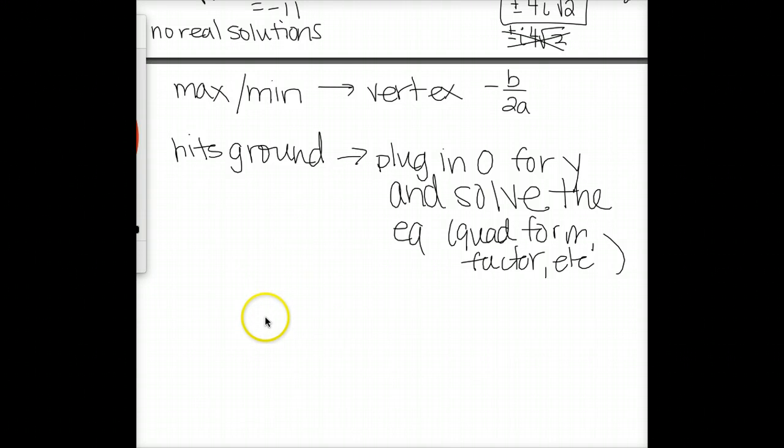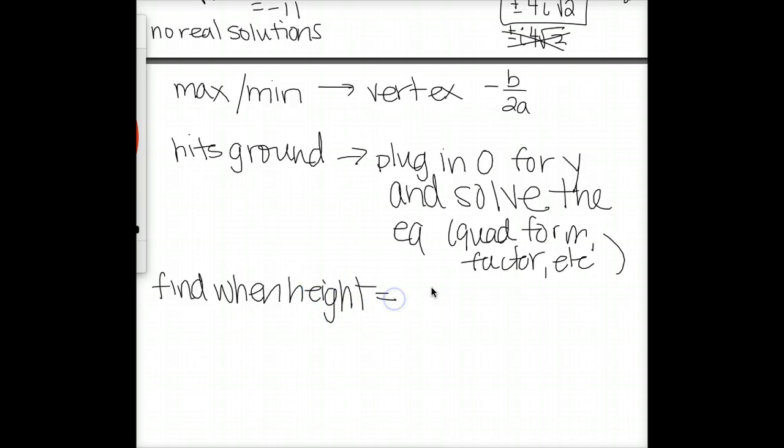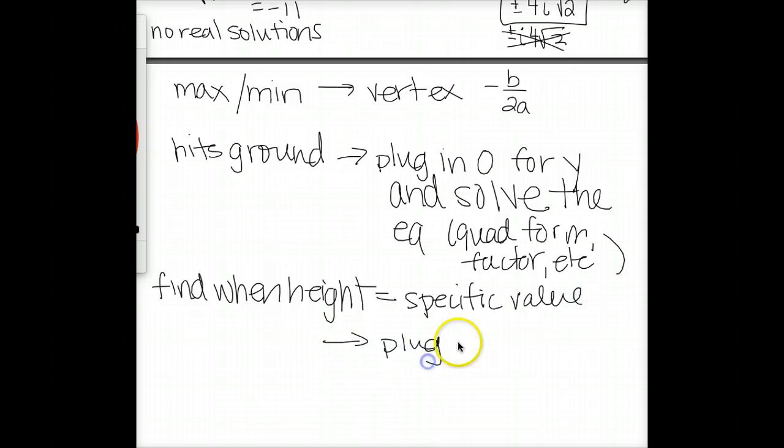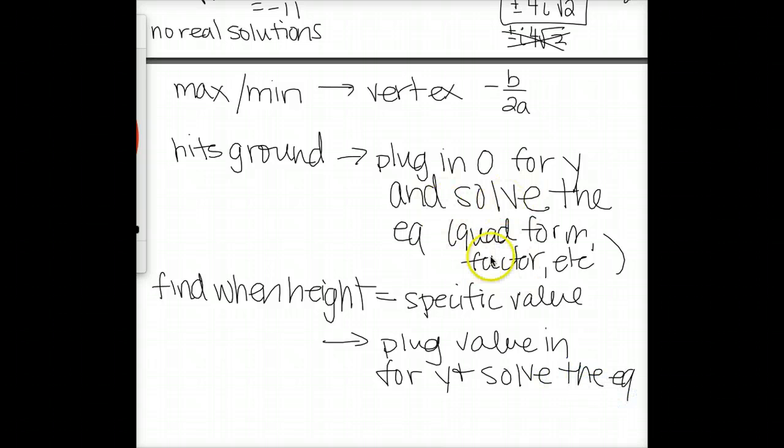If it asks you to find when it has a specific height, so find when height equals, and then it gives you a specific value, that you can do by hand also. You just plug the value in for y and solve the equation, just like you did up here. So it's just plugging in a different value other than 0 instead.